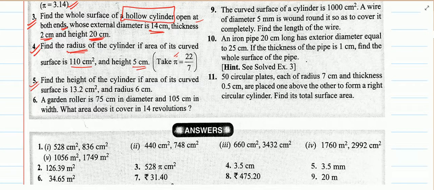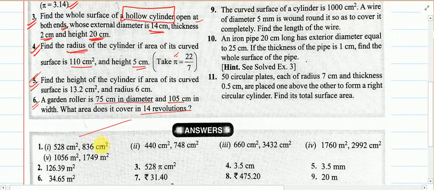Good morning, everyone. So, in the previous class, we had done till question number 5. Okay. Now we will see question number 6. Here the question says a garden roller is 75 centimeter in diameter and 105 centimeter in width. What area does it cover in 14 revolutions? Okay. So, there is one roller.